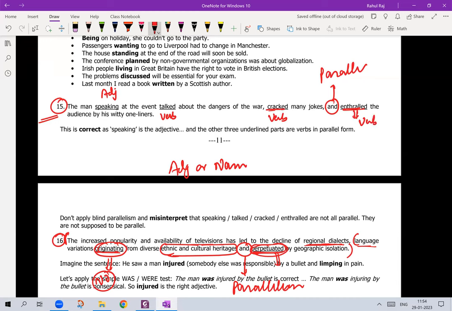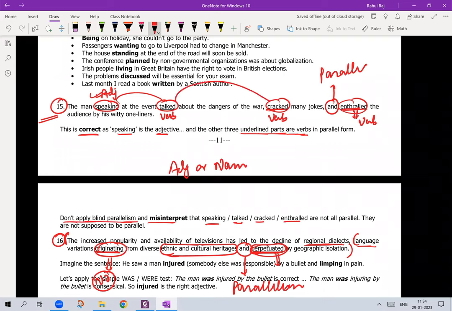So the sentence is 100% right, because speaking is an adjective, and the other underlined parts are verbs in parallel form. So don't apply blind parallelism and misinterpret that speaking, talked, cracked, enthralled are not parallel. They are not supposed to be parallel. I can't create a parallelism between an adjective and a verb. That's never. This is an adjective which is written properly over here. But talked is parallel to cracked, which is parallel to enthralled. So do not try to create a parallelism that speaking is not parallel to talked. They are not supposed to be parallel.